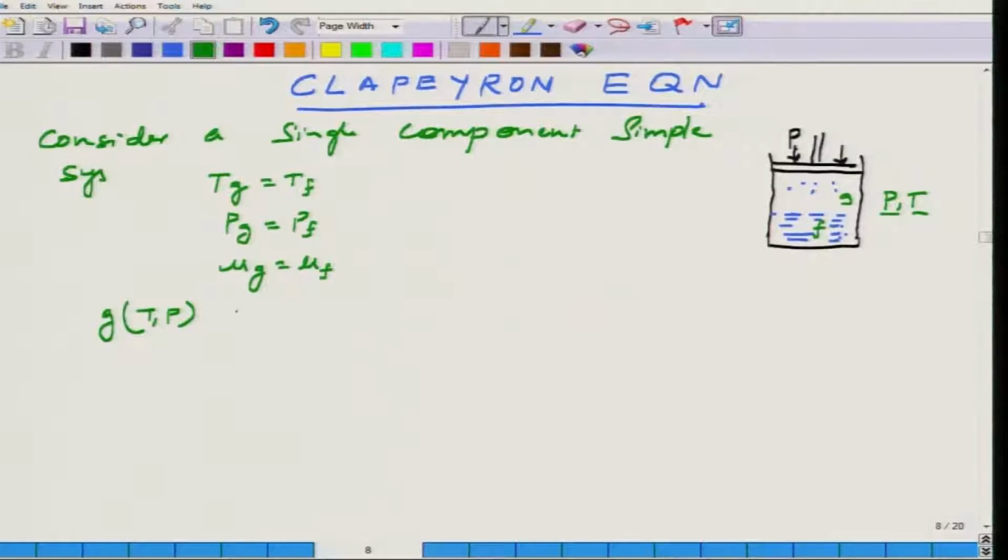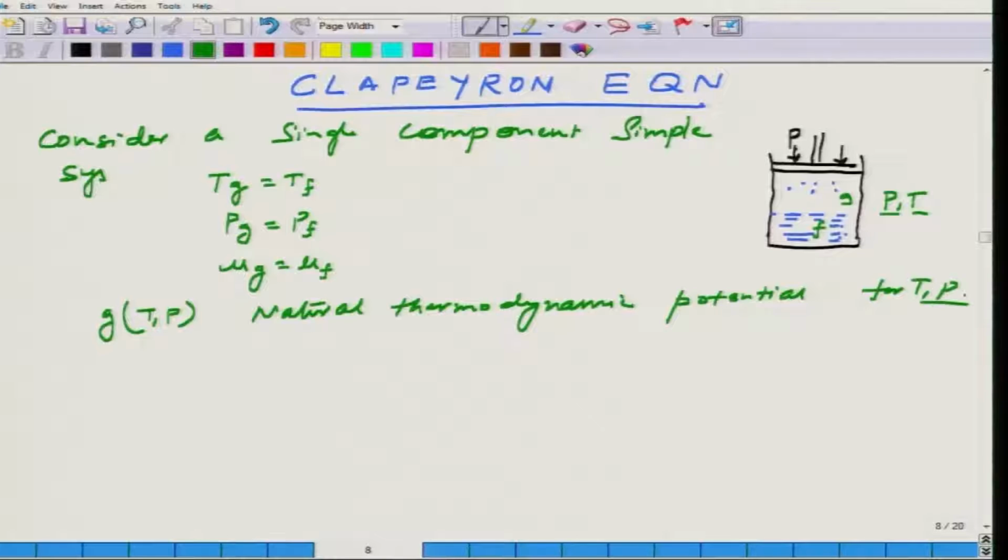So G becomes your natural thermodynamic potential for T and P. Now, given that the fluid is at equilibrium, you have the same variables P and T. At equilibrium your G of fluid is the same as G of gas. Or in other words, dG of f is the same as dG of g, the vapor phase. So this is the condition for equilibrium. This has to be the same at your P and T for a single component system.